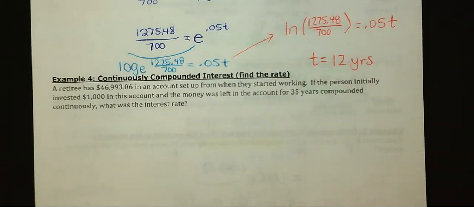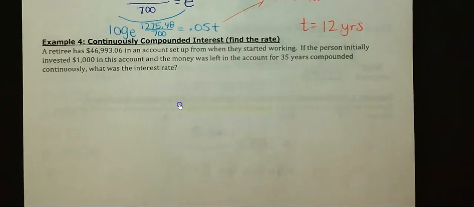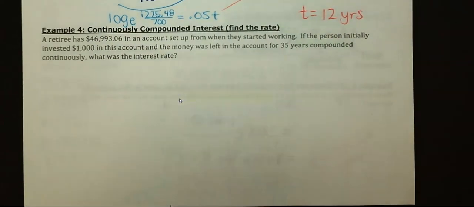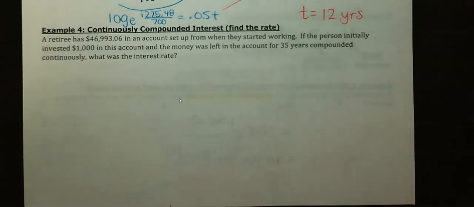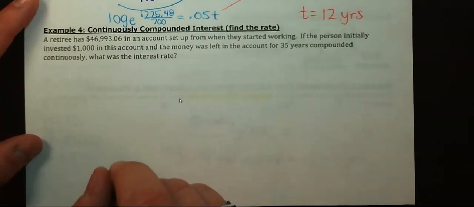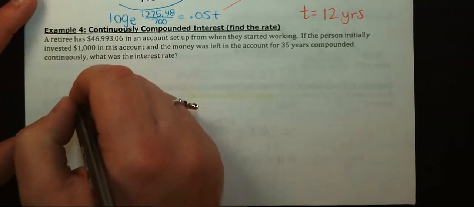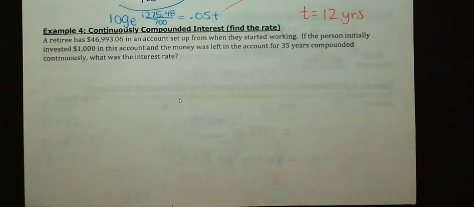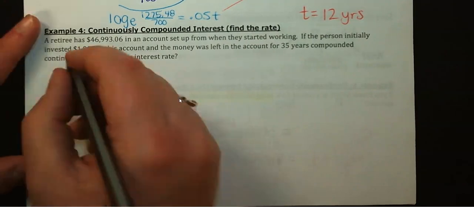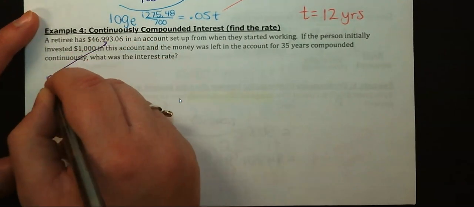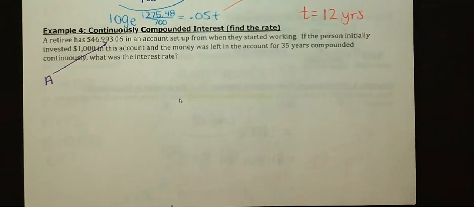If you're working with continuously compounded interest and you have to find the rate, that is going to be another situation where you need a log. If we did the rate for the regular compound interest, it does not need to be a log, but for continuously compounded interest, it does. Okay, it says a retiree has $46,993.06 in an account set up from when they started working. So this is supposed to be the amount that you have in the account.